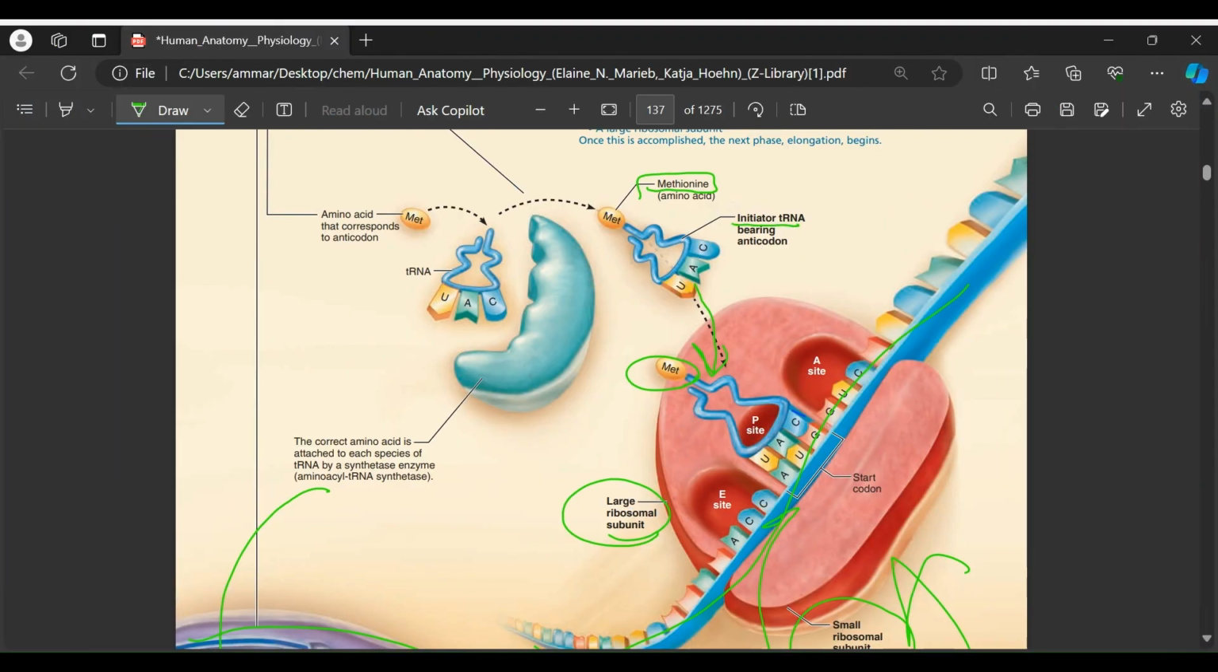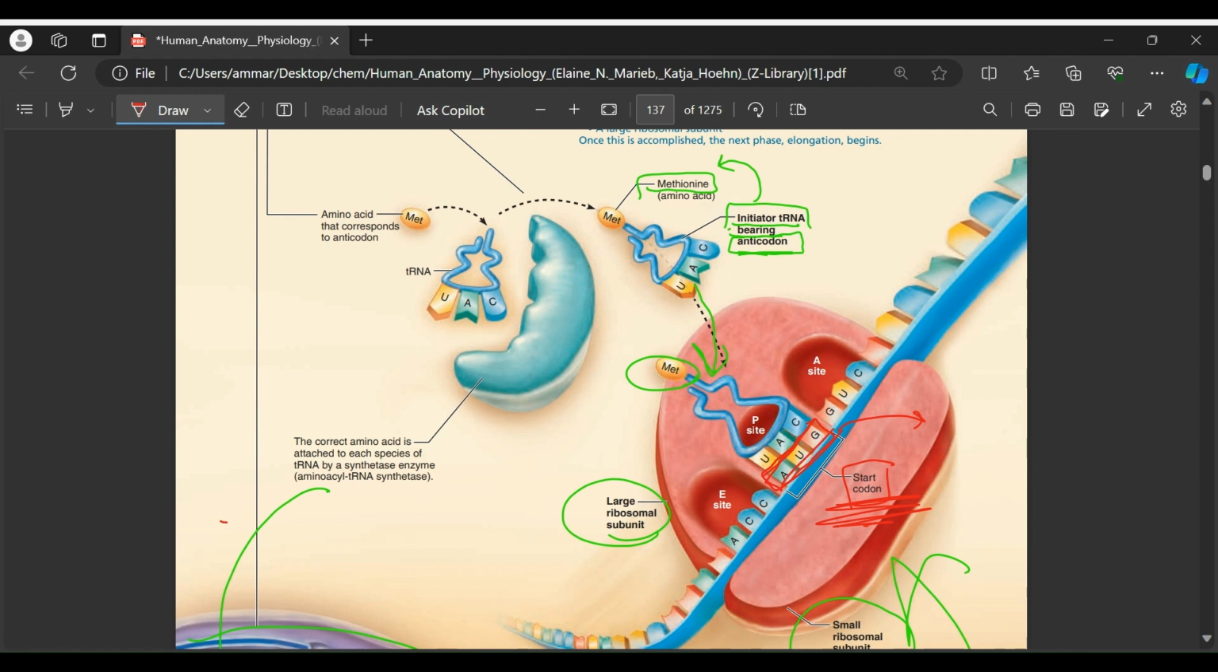We may call this tRNA an initiator tRNA. It is the transfer RNA that has the methionine and the first anticodon, which is complementary to the first starting codon. Here, what you need to know is that the AUG codon is always the starting codon. So when you hear the starting codon, the first thing that should pop in your head is the AUG.